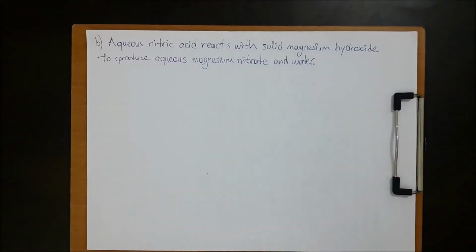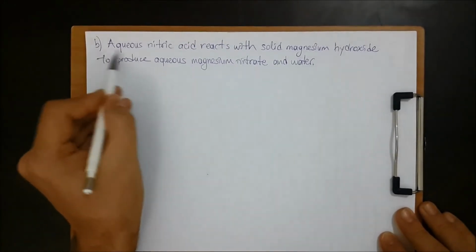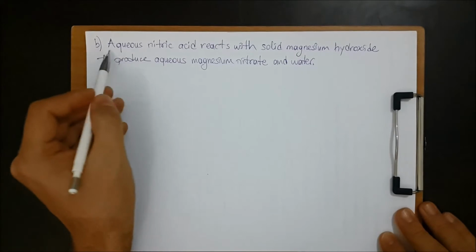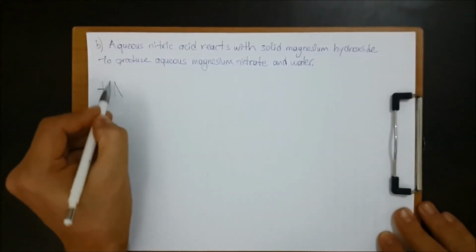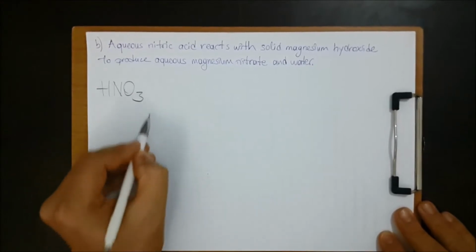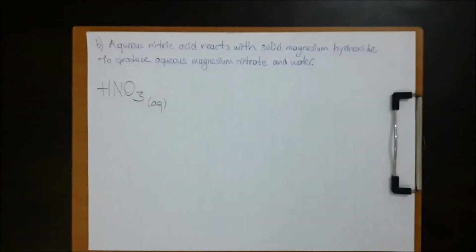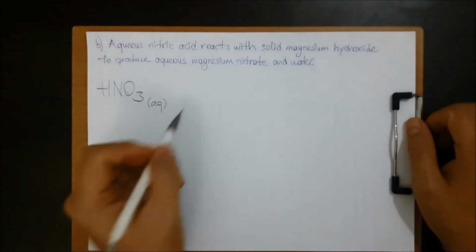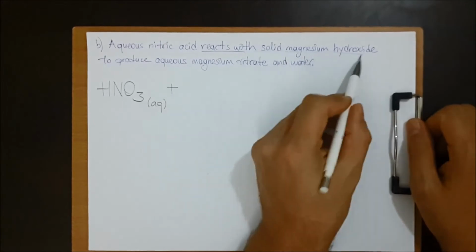Okay, let's continue with question B. Aqueous nitric acid. I'm writing, look here, the state for nitric acid is given. Nitric acid is HNO3 and its state is aqueous, shown by aq next to the formula. Reacts with means plus. Solid magnesium hydroxide.